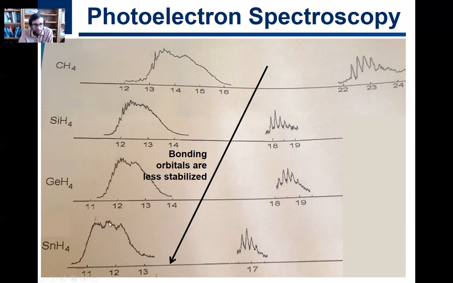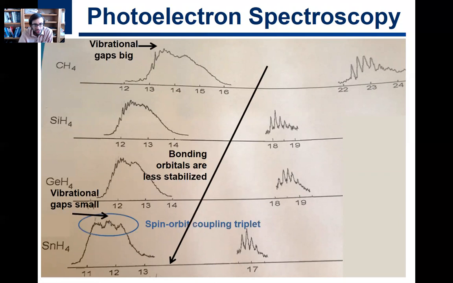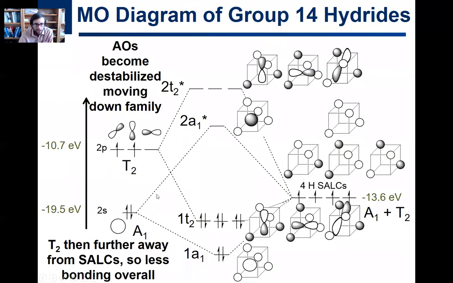So why would that be? Well, lower ionization energies, right? What is happening is these are getting destabilized. Destabilized means these are going up, right? Less ionization energy. If these are going up, then the T2, which is responsible for much of the bonding, specifically 3/4 of the bonding, is getting further away from the s orbitals of the hydrogens. Those don't change.